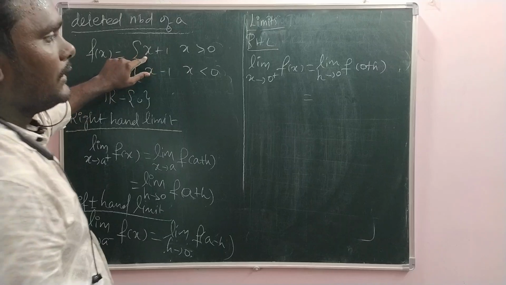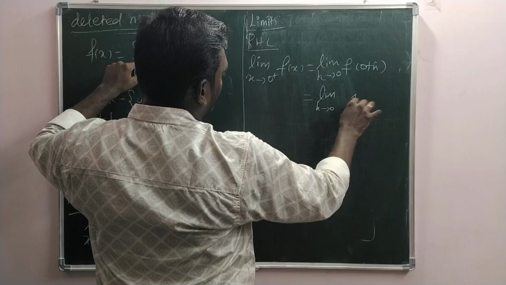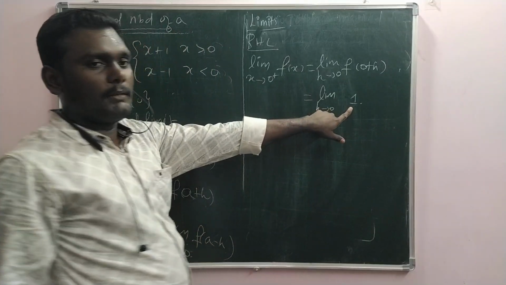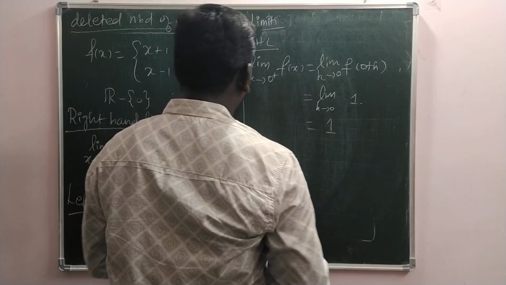Okay, then this first result will come. Then we'll get limit h tends to 0, 1. If there is any h, we can make it as 0. We make it approach 0. So we'll get plus 1 as the value.